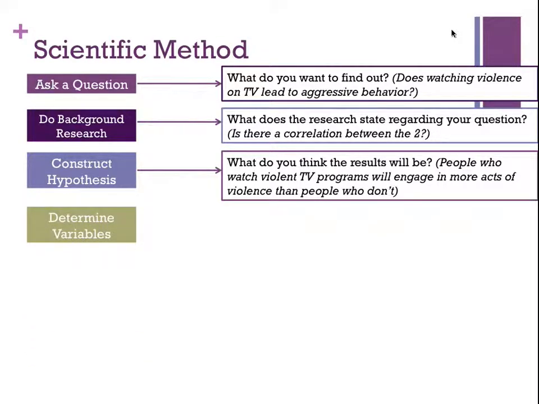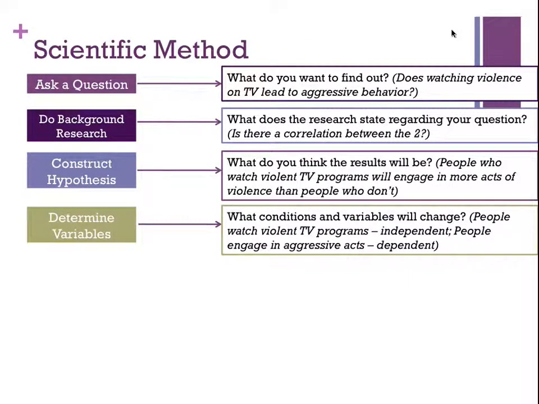Okay, determine your variables. And when we're talking your variables, we're talking about both independent and dependent variables. So your independent variables are kind of like, what are you trying to test? What are you trying to find out? So in this situation, people who watch violent TV programs. Okay, and your dependent variable is what are the results going to be that you are testing. So in this case, people engage in aggressive acts.